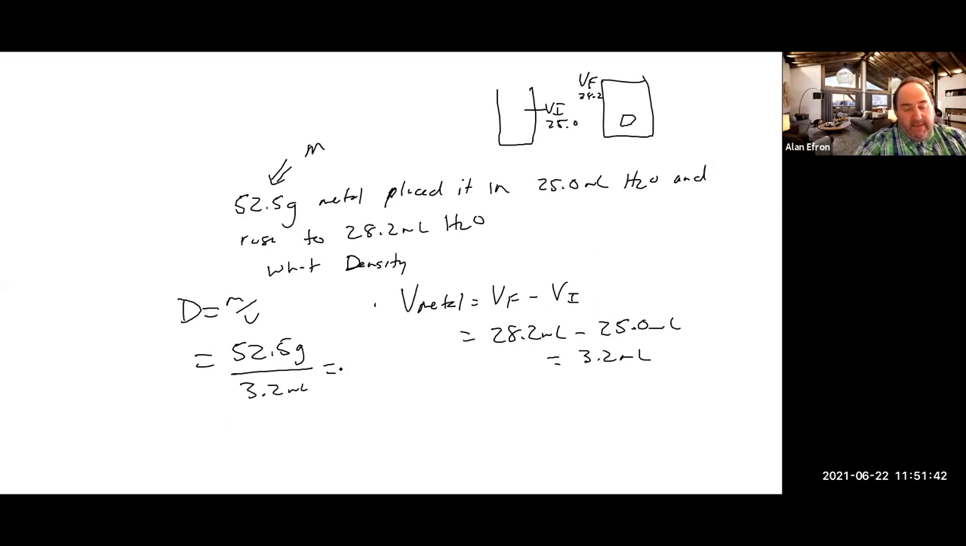52.5 grams divided by 3.2 milliliters. That gives us 16.40625. Units here do not cancel, so the grams stay with the number per milliliter.